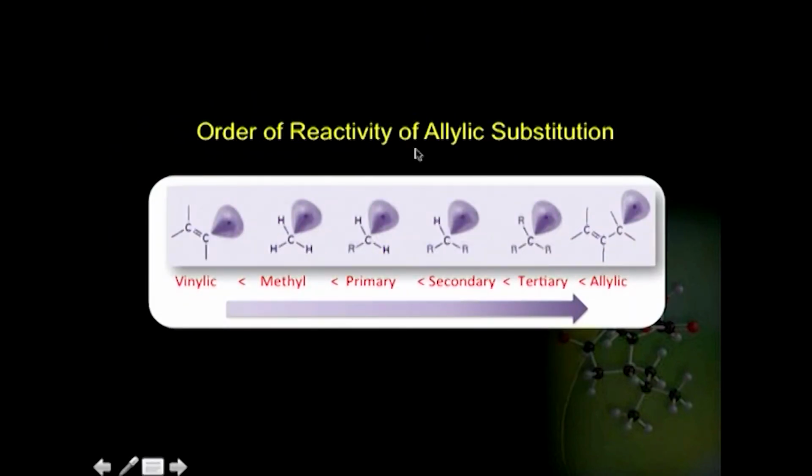The order of reactivity for allylic substitution remains more or less the same as what we observed in our earlier preparation methods, that is, the vinylic carbon happens to be the least reactive, then is the methyl, then is primary, and then comes the secondary radical, and then is tertiary, whereas the allylic substitution happens to be the most feasible and the allylic radical happens to be the most reactive radical out of all these which are listed here.